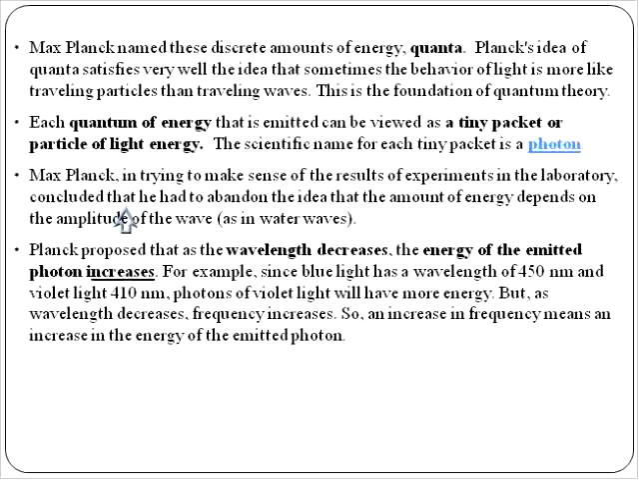However, Planck said this: if the wavelength decreases, then the energy increases. And if the wavelength decreases, the frequency also increases. So we can also say that if the frequency increases, the energy increases. For example, blue light has a wavelength of somewhere around 450 nanometers. Violet light, which is a little further along the electromagnetic spectrum, is 410 nanometers. Therefore, photons of violet light would have more energy.